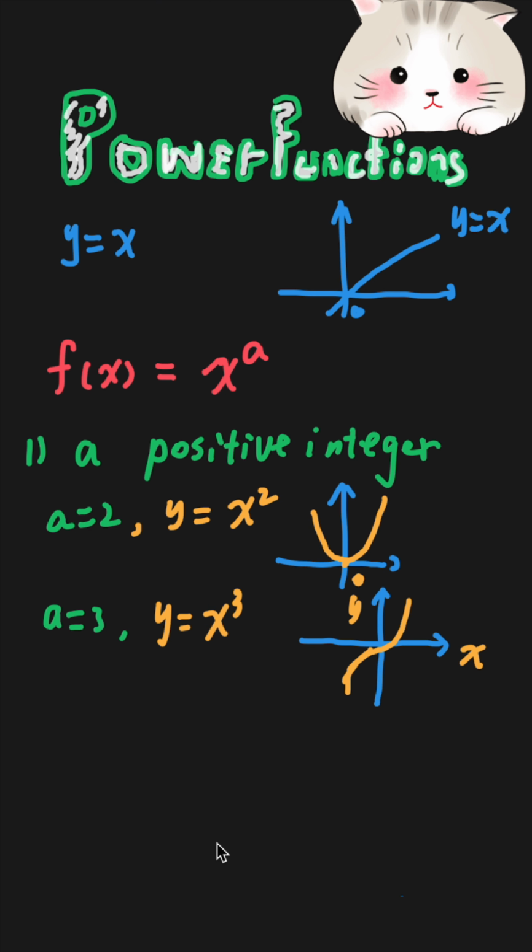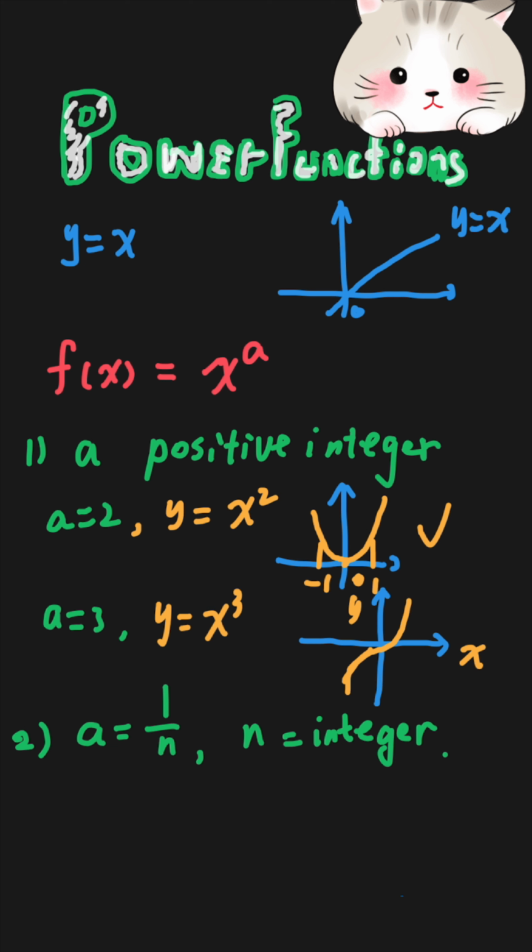What if you want to have y is equal to x raised to the power of 4, 6, 8, 12, and all these other even numbers? It would take approximately the same shape of the parabola over here. Alright, so guys, let's take a look at the second type of a. What if a is equal to 1 over n, where n is an integer? For example, y is equal to x raised to the power 1 over 2, which essentially is square root of x. And the graph of this function should be approximately like this.